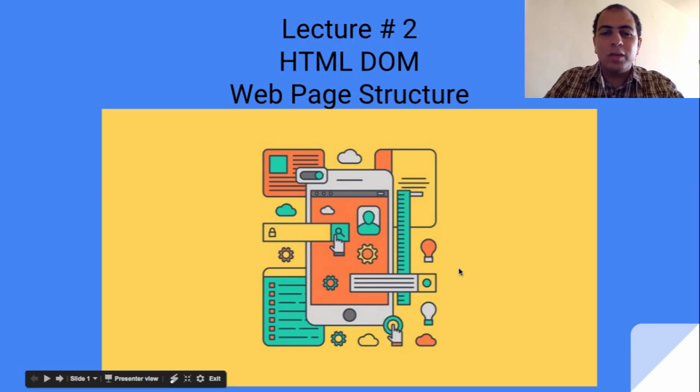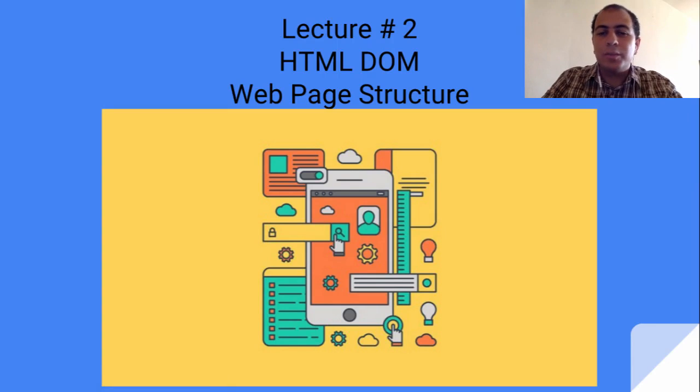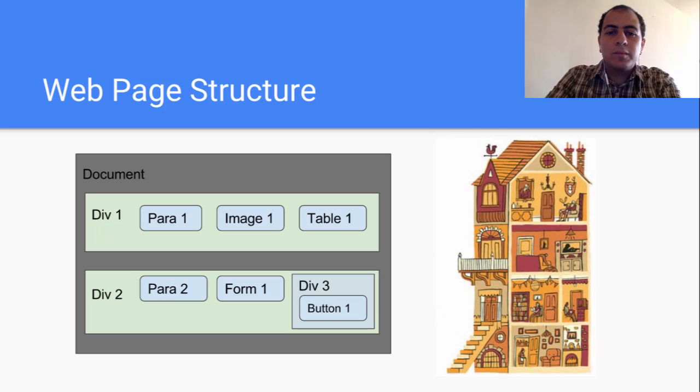Today we're going to be talking about HTML DOM, or Document Object Model, which defines the structure of the web page. From the previous analogy between a house and a web page, we can see that a house can be made out of floors, and the floors can be made out of rooms and other things, and each of these can have other things inside. The HTML document can have something similar.